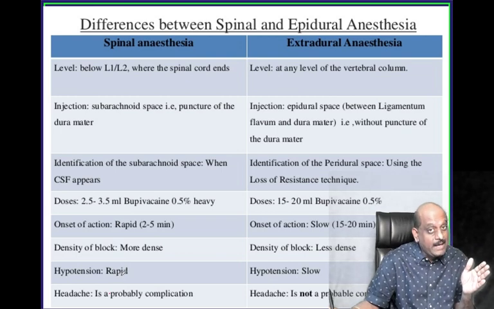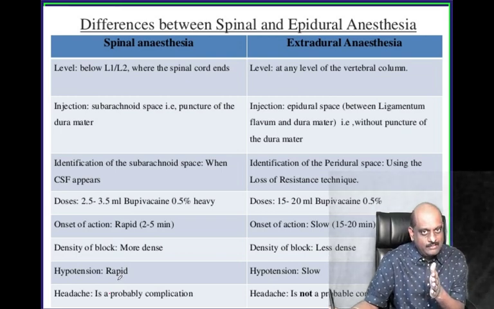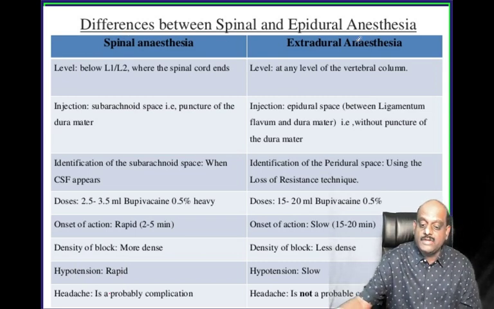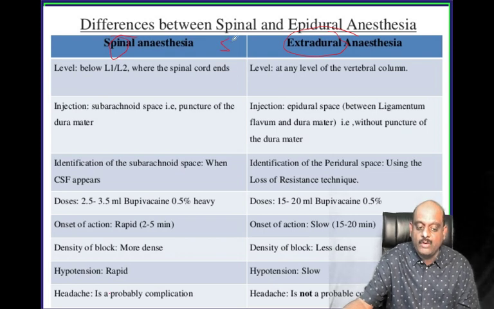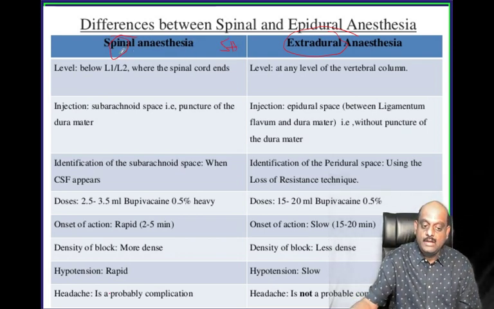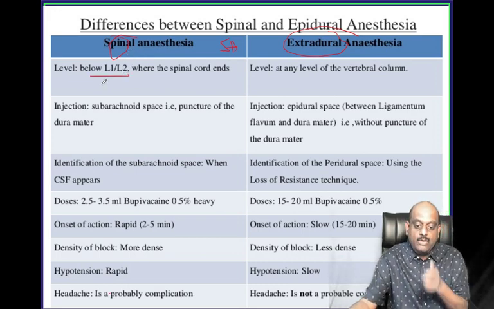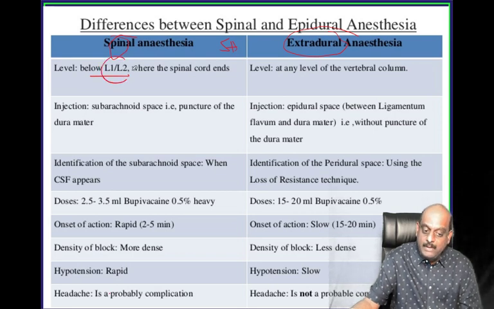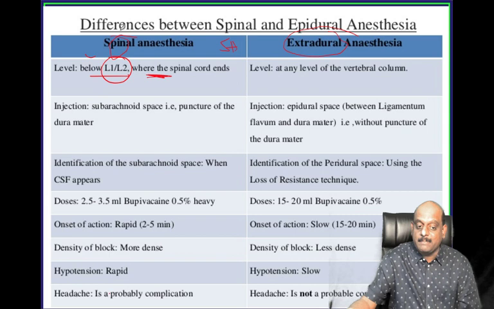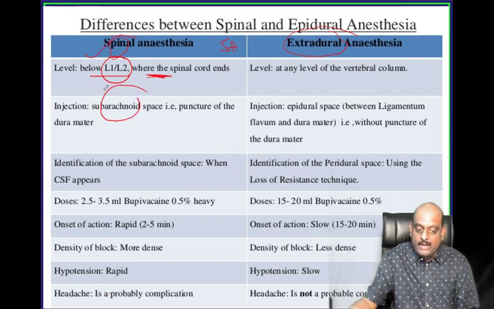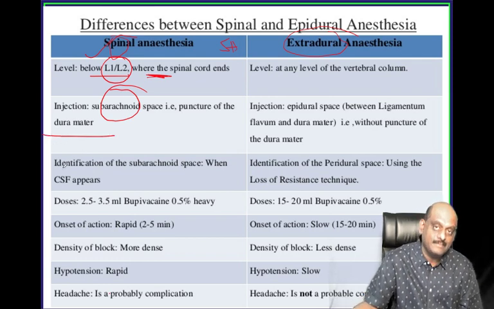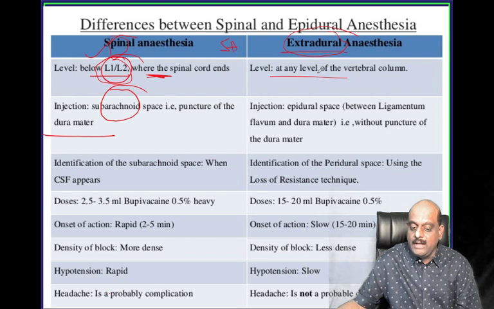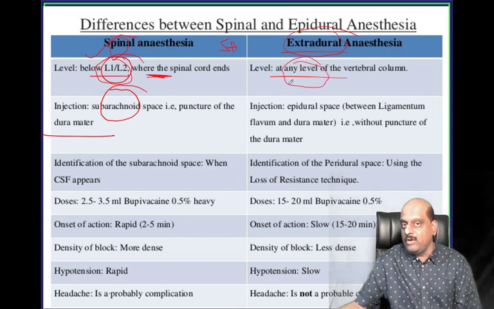What is outside the dura? Epidural space. Between dura and arachnoid, you have the subarachnoid space. So, what is the difference between extradural anesthesia and spinal anesthesia into the subarachnoid space? Favorite question of the examiner. Typically, when approaching the subarachnoid space, you should not hit the spinal cord. That is the reason below L1, L2, where the spinal cord ends, is the place where you can give spinal anesthesia, because you enter into the subarachnoid space and you'll be puncturing the dura mater. It should be below L1 and L2. Whereas extradural, epidural can be given at any level of the vertebral column.